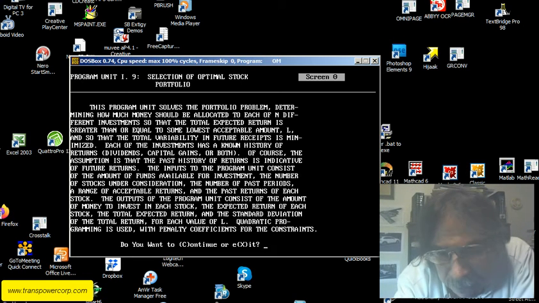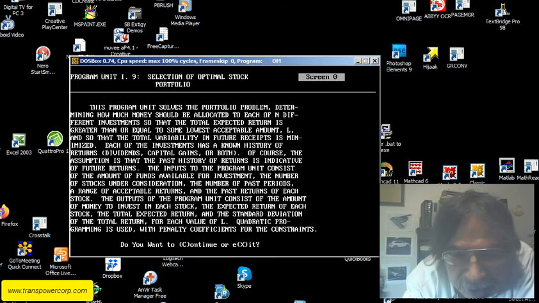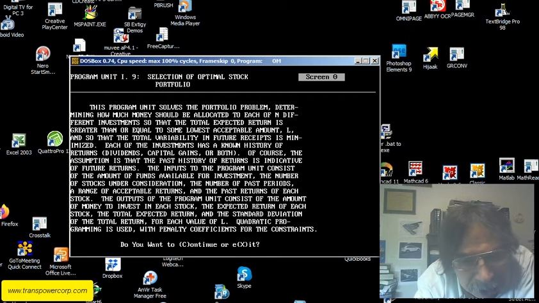This program unit solves the portfolio problem, determining how much money should be allocated to each of n different investments so that the total expected return is greater than or equal to some lowest acceptable amount, L, and so that the total variability in future receipts is minimized. Each of the investments has a known history of returns, that is, dividends, capital gains, or both. Of course, the assumption is that the past history of returns is indicative of future returns.